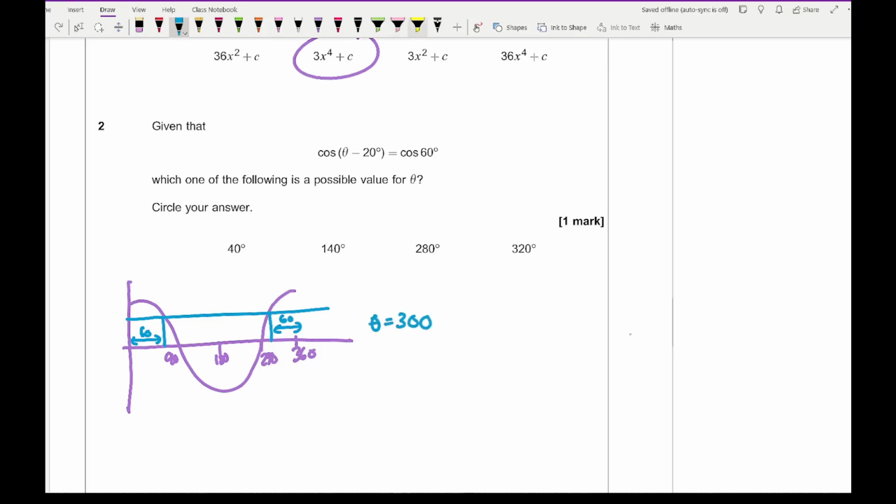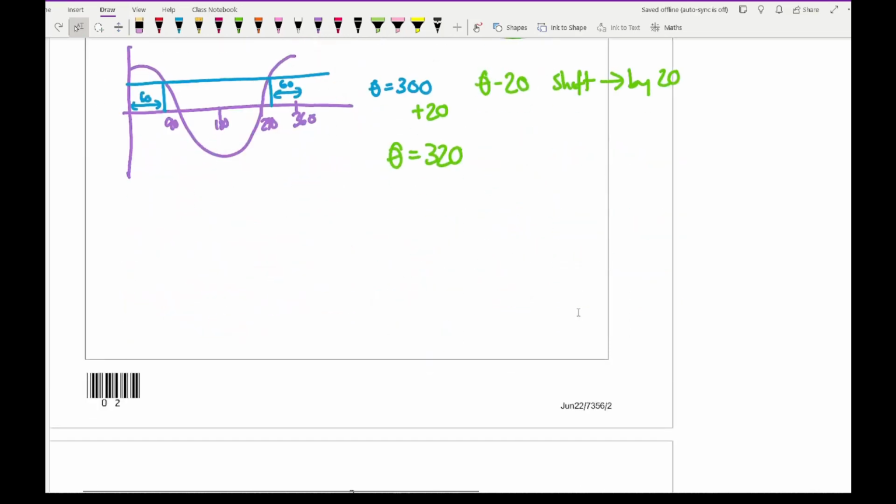Now we then need to look at the graph transformation of taking away from theta. Now taking away from theta is basically a shift right by 20 degrees. So if my answer here is 300, I need to add 20 to that. So theta is 320 or 80, which is not an option. So then my correct answer is going to be 320.